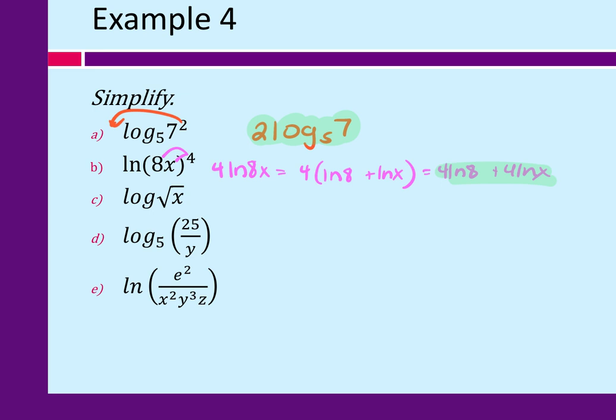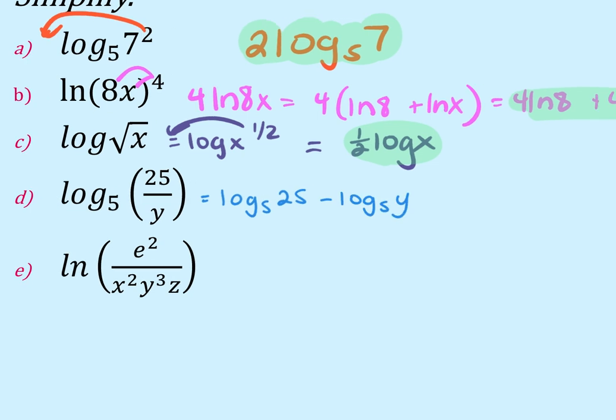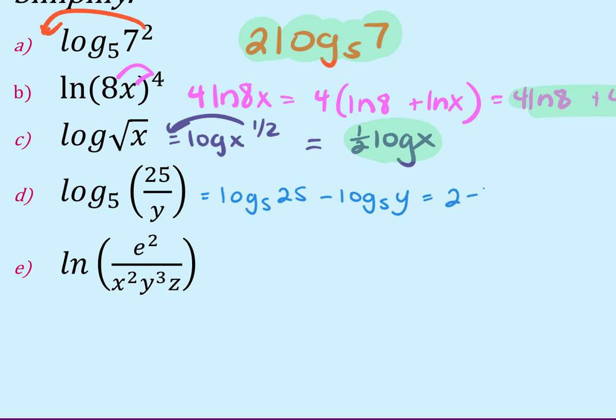Now C, what's the exponent if it's being square rooted? 1/2. So this is the same thing as saying log x to the 1/2, and then that 1/2 bumps forward, and I get 1/2 log x. Then I go to D, and I get log base 5 of 25 minus log base 5 of y. And log base 5 of 25 is 2. So this is 2 minus log base 5 y.